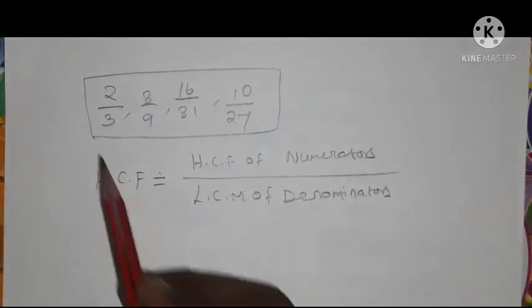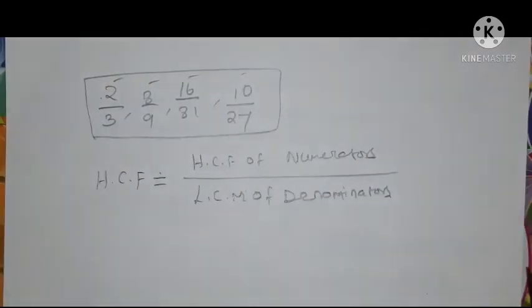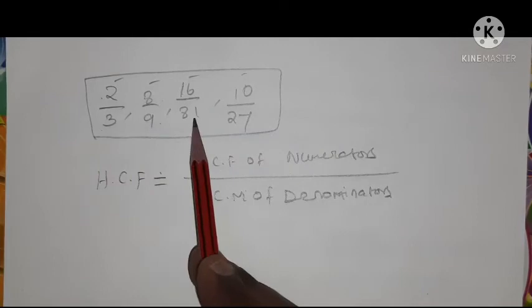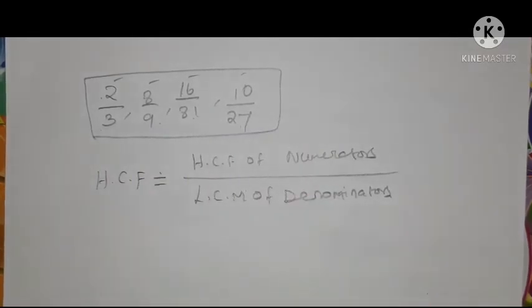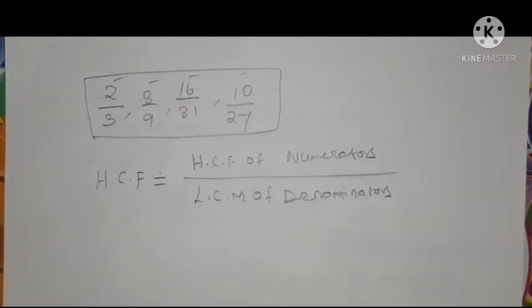Right? So look at these: 2, 8, 16, and 10 are the numerators, where 3, 9, 81 and 27 are the denominators. So first we should find the highest common factor for 2, 8, 16 and 10. So how do we find the HCF? Express in terms of prime factors.